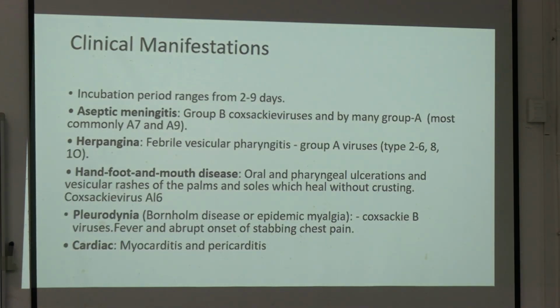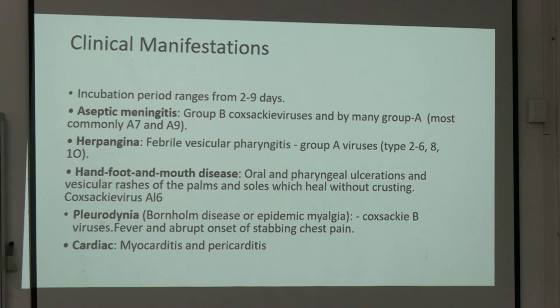What does the virus do? Mostly 3 things. It will cause aseptic meningitis, the first important thing, then it will cause herp angina, then it will cause HFMD. Recently HFMD was much discussed, there were many cases of hand, foot and mouth disease. So that is caused by Coxsackie virus type A, not type B. And then in certain cases you will have pleurodynia and cardiac diseases like myocarditis and pericarditis. So these are the main things of the Coxsackie virus infection.